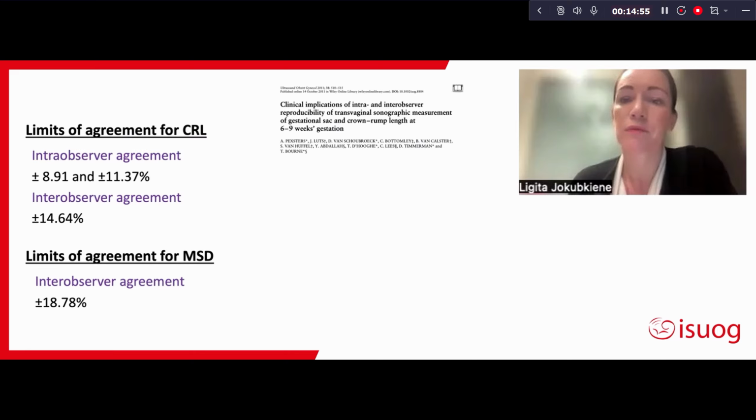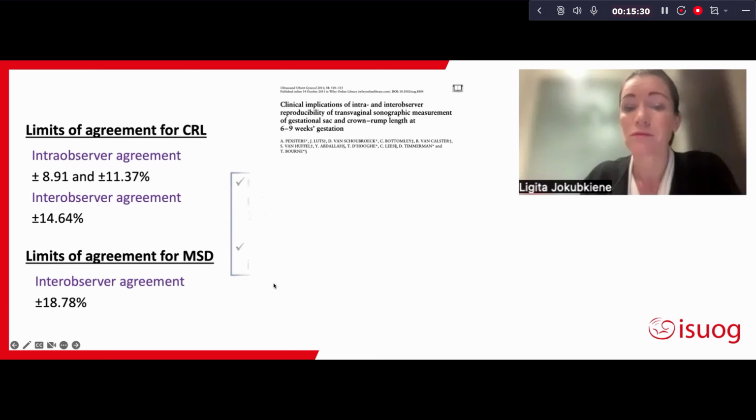So we have to look directly at this paper about the inter-observer agreement for the reproducibility of gestational sac measurement and crown rump length measurement at 6 to 9 weeks. And we can see that if we look at the limits of agreement for CRL, intra-observer agreement was 8.9 and 11.4%, and inter-observer agreement was plus minus 14.6%. But if we look at the gestational sac, inter-observer agreement was plus minus 18.8%, almost 19%.